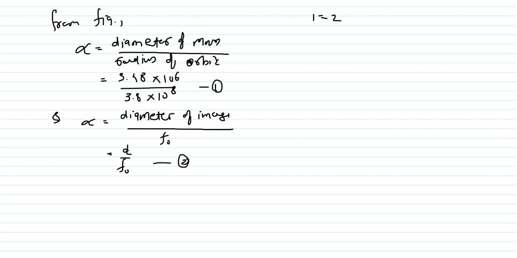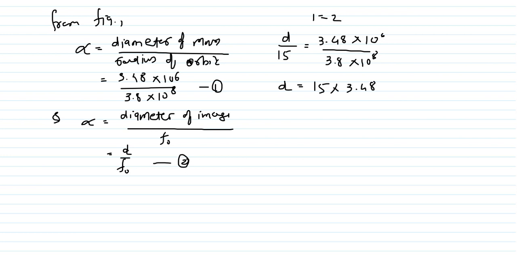1 is equal to 2, that is d upon 15 is equal to 3.48 into 10 raised to 6 upon 3.8 into 10 raised to 8. So d is equal to 15 into 3.48 into 10 raised to 6 upon 3.8 into 10 raised to 8. When you solve this, you have the answer, that is 13.73 centimeter.